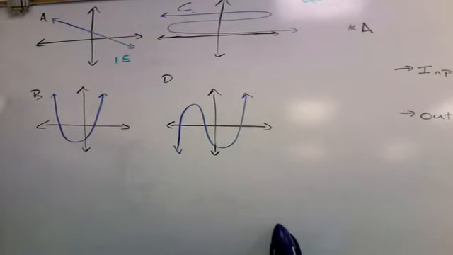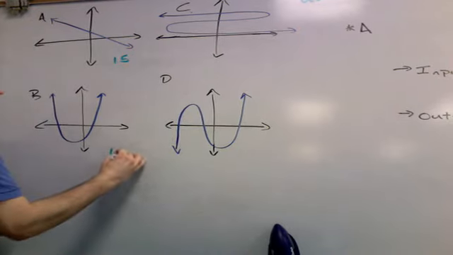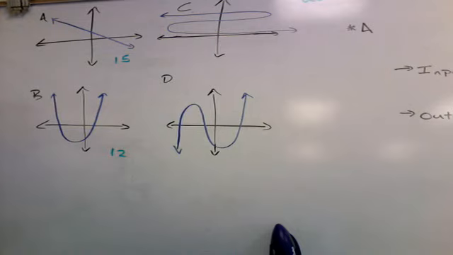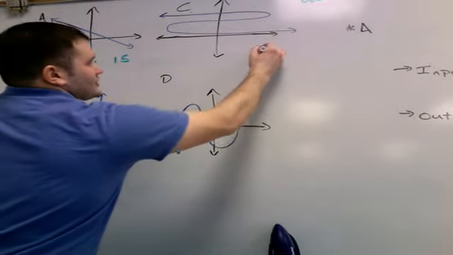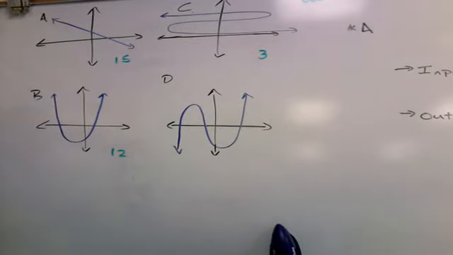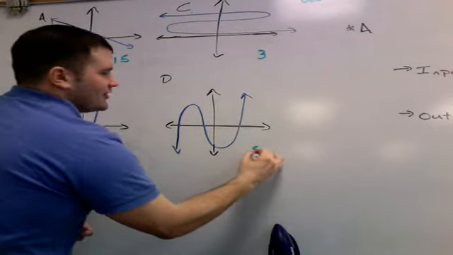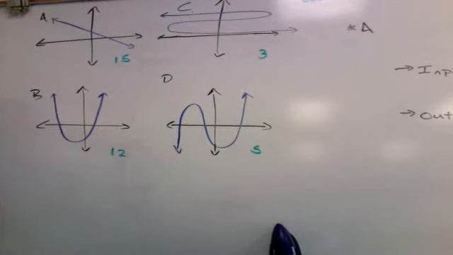Normal parabola. 12. Who thinks C is a function? 3. We'll count Damien's hands twice, so 3. Who thinks D is a function? 5. Okay. So A and B, why do you think those are functions?